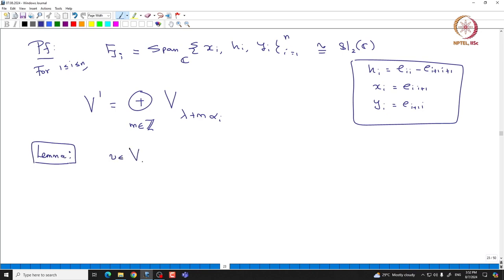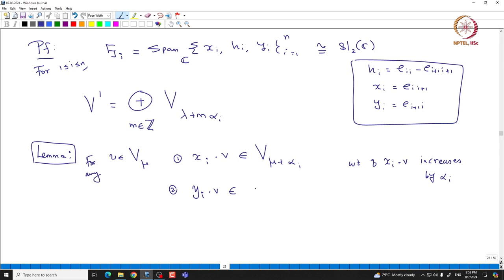If you take any vector v in V_mu and act on it by X_i, then the vector X_i v must lie inside V_{mu plus alpha_i}. That means if you act by X_i on v, the weight of that vector increases by alpha_i. Similarly, if you apply Y_i on such a vector, the weight of Y_i v decreases by alpha_i. That means it lies inside V_{mu minus alpha_i}.